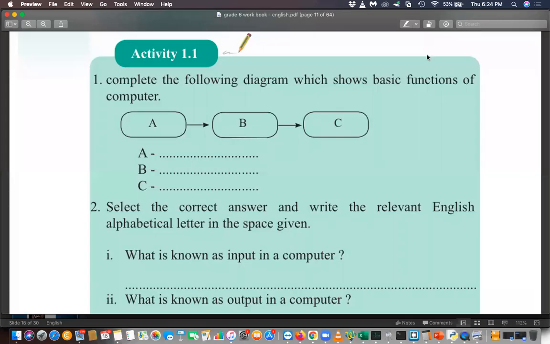Okay, today's discussion is about the workbook. So it's activity 1.1: complete the following diagram which shows the basic function of a computer.